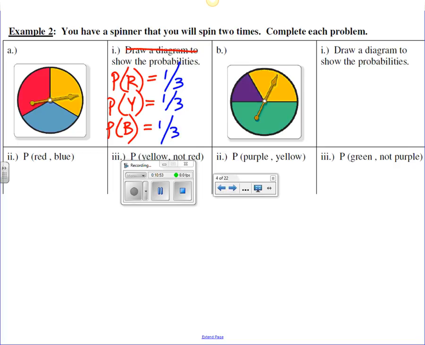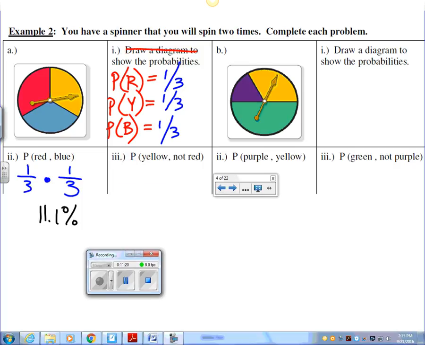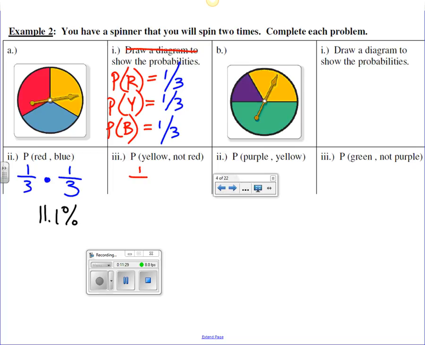All right, so Jacob, what's the probability of getting a red? Yep. And this means the probability of getting a red on your first spin and then the probability of getting a blue on your second. So the probability of blue is 1/3, and you multiply those. 11.1. Okay. All right, Kendra, probability of getting a yellow? 1/3. Dan, I'm going to put you on the spot here. What's the probability of getting not red? Very good. 2 out of 3. Okay. Anybody?